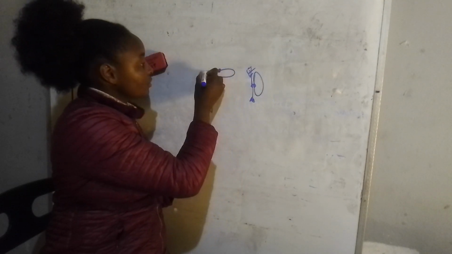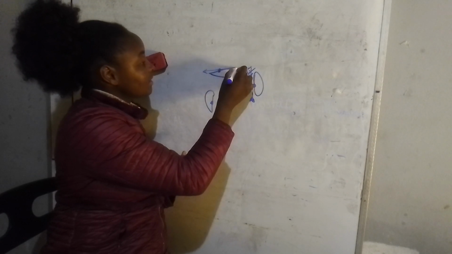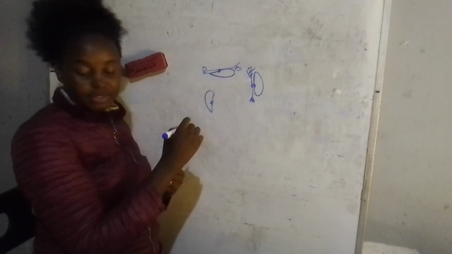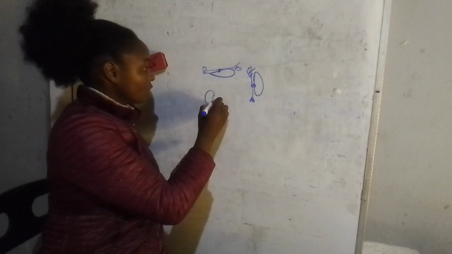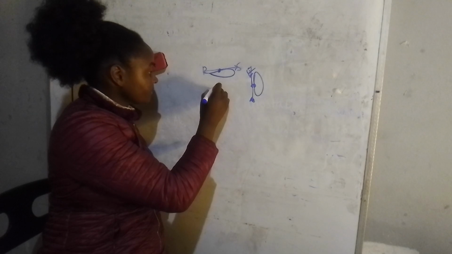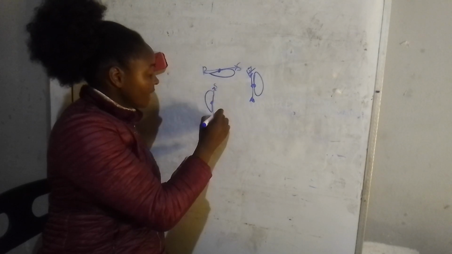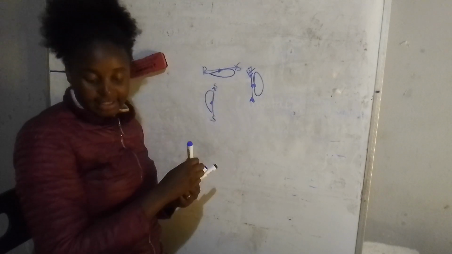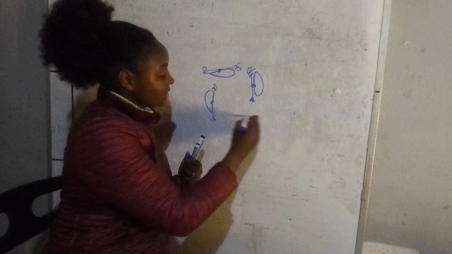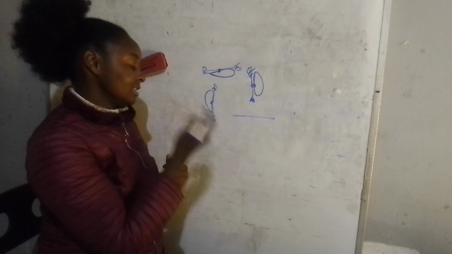Here the root, like that, and then what? The shoot. Let me put R for root, then S for shoot, for stem. Here it's going to be also like this, stem, root, like that.